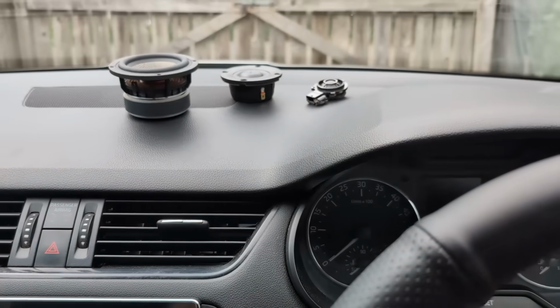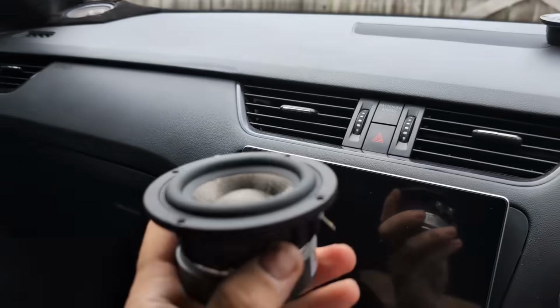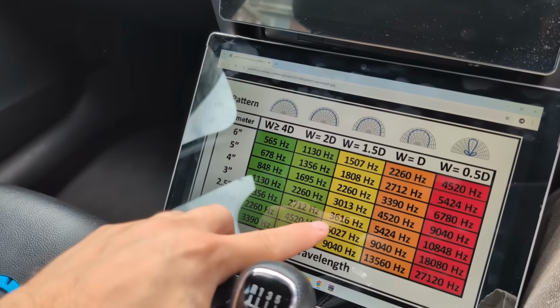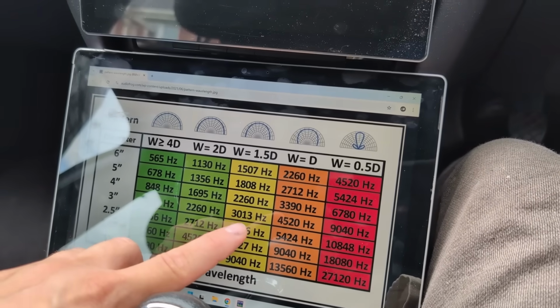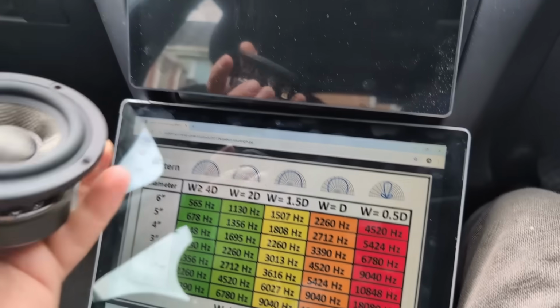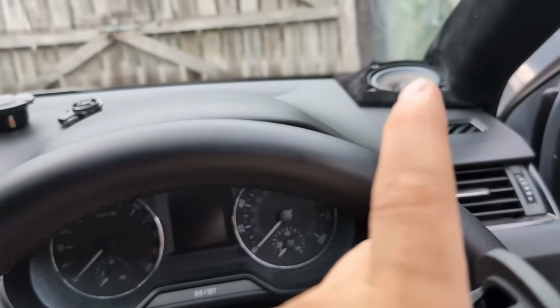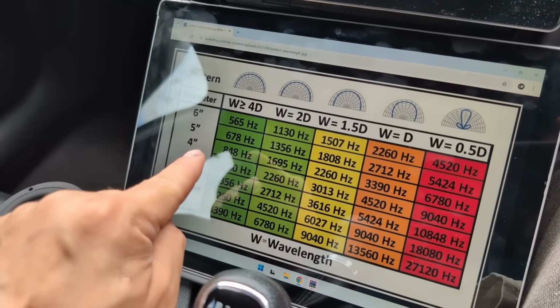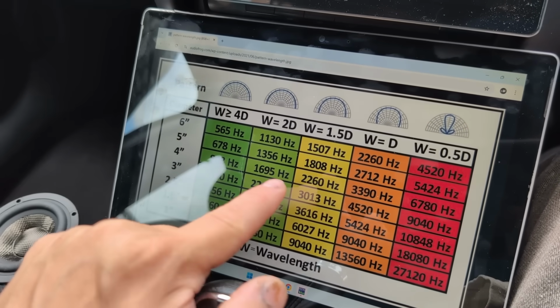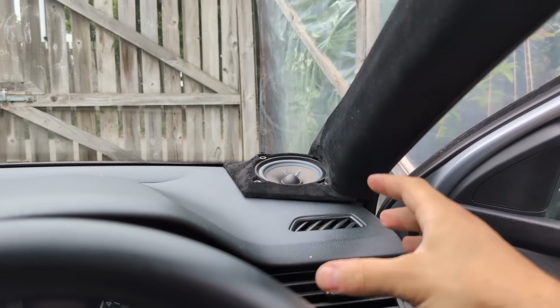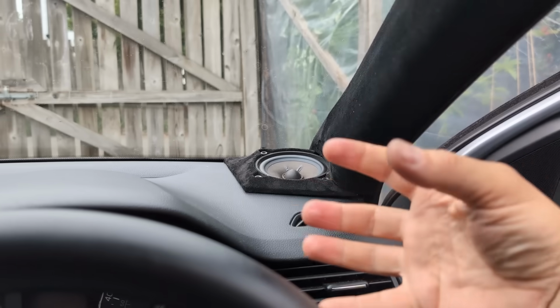Exactly the same situation is with the smaller drivers. So for example, if we take this 3-inch driver and look at this graph, a 3-inch starts to beam at about 3 kilohertz. Anything below 3 kilohertz is playing omnidirectionally. If I have this mounted in the dash like that one, which is a 4-inch, that 4-inch all the way up to about 2 kilohertz is going to play omnidirectionally. That means all the frequencies up to 2 kilohertz are going to go everywhere and they will reach my ears.